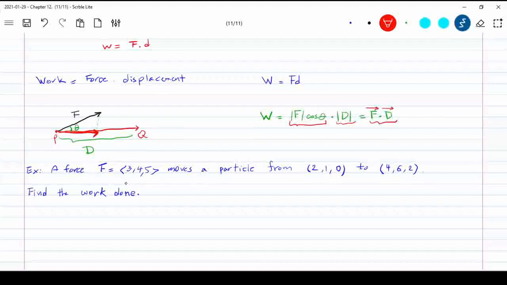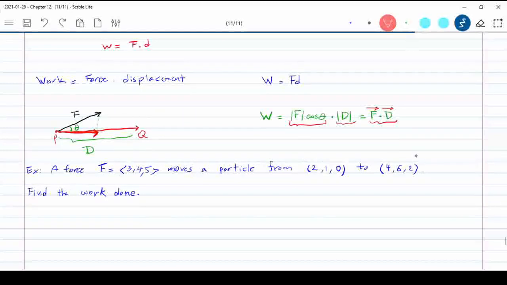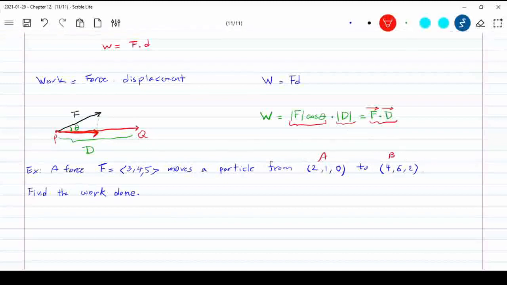As an example here, a force F, which is a vector, moves a particle from point A to point B. You can consider this as initial point A and terminal point B. Or in this case, I wrote P and Q, it could be A and B. So let me use P and Q, P to Q. And we're going to find out what is the work done along this, having this force on this particle.